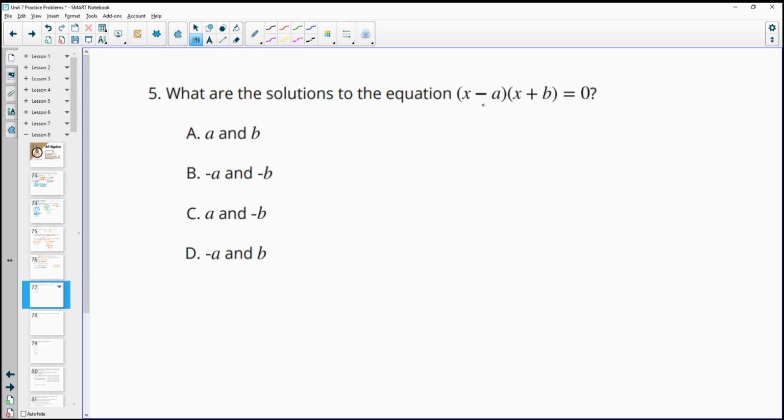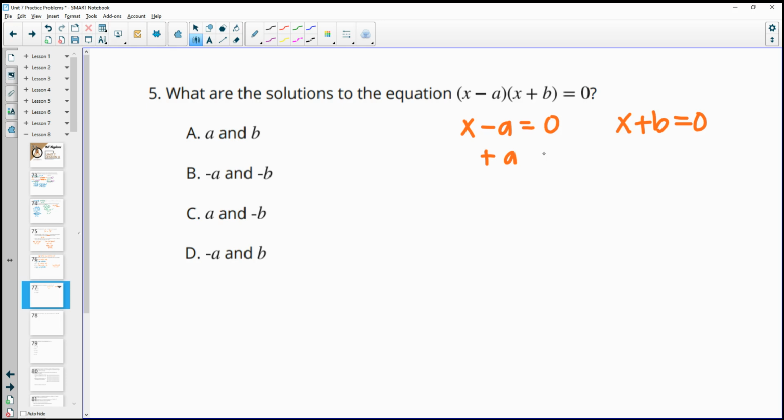Number 5, what are the solutions to the equation (x minus a)(x plus b) equals 0? So maybe you know this right away, but you can use the zero product property to separate these factors and set each one equal to 0. And then you could solve this way.